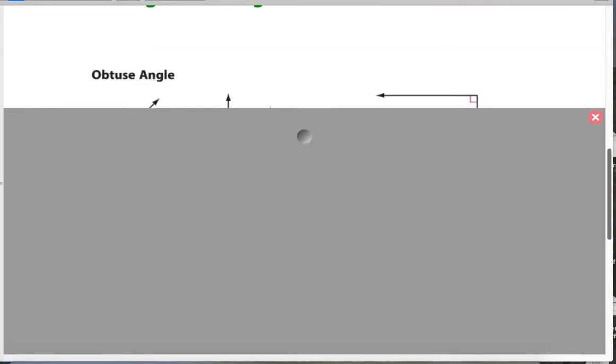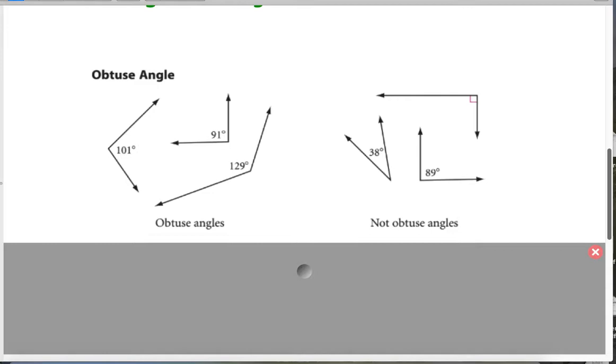Well, what happens with angles that look like the ones on the left? Those are called obtuse angles. An obtuse angle example would be 101 degrees or 91 degrees or 129 degrees. Angles that are not obtuse, 38 degrees, 89 degrees, 90 degrees.